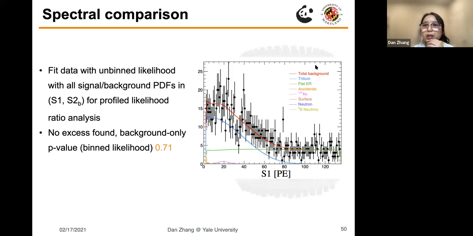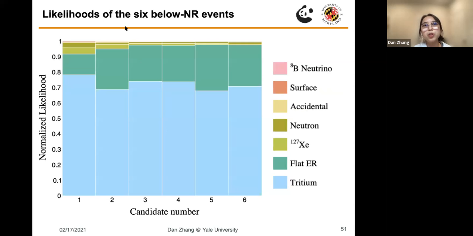In the lines here, there's no signal line because our best fit is signal equal to zero. Here is the projected best fit onto S1, and the p-value of the fit with the background-only model is 0.71, which is within the well-defined region, saying there is no excess found in our data. Looking at the likelihood ratio between different components for our six golden events below NR median, we can see that most of them are expected to be ER leakage from tritium or the so-called flat ER.